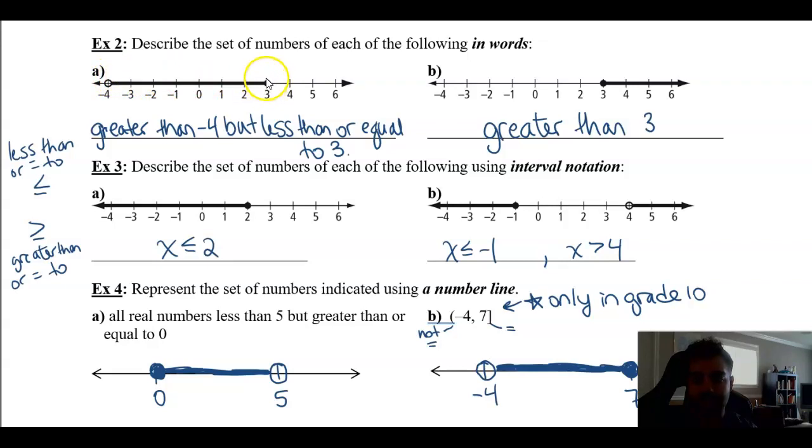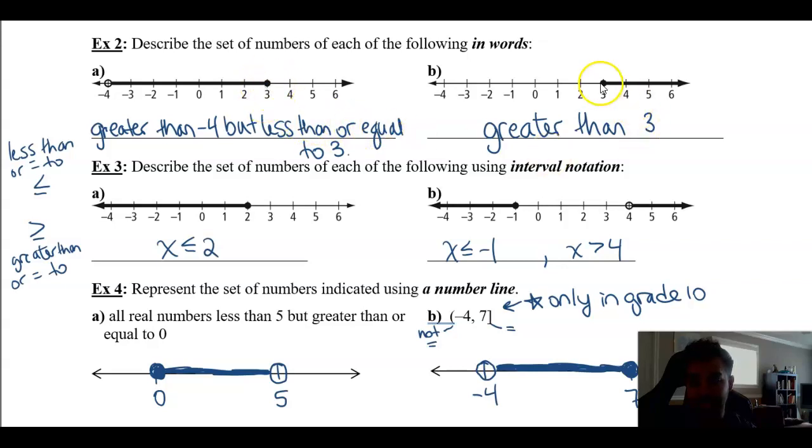Just note that if a circle is filled in, like how the 3 is filled in, we include that number. If it's not filled in, just a non-colored-in circle, that means we're not including it. It doesn't really say if this is the domain or range, but whatever this value is, we're saying that the values are greater than -4, so greater than, not equal to, all the way up to 3, including 3. So greater than -4, but less than or equal to 3 because it's colored in.